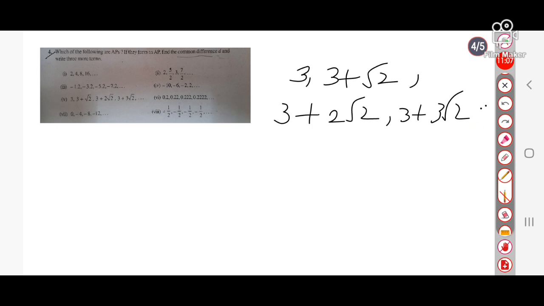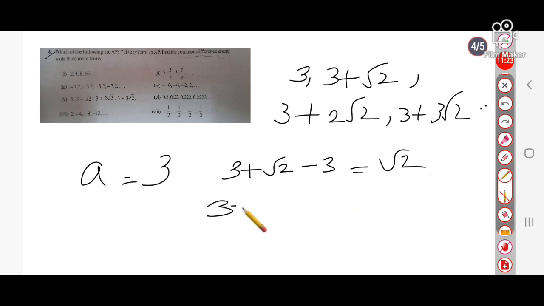Again over here, as I told you, just write the first term, that is A equal to 3. The common difference we need to find, right? Common difference is nothing but 3 plus root 2 minus 3 is equal to root 2. Similarly, 3 plus 2 root 2 minus 3 minus root 2. Why? Because minus 3 the whole into 3 plus root 2, multiplying minus inside, we get minus 3 minus root 2.